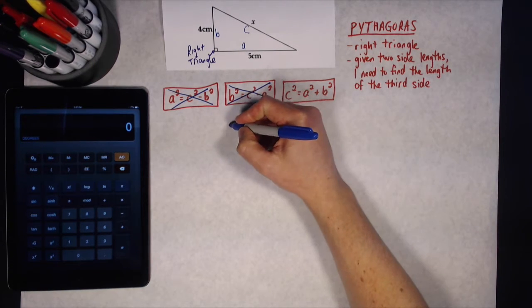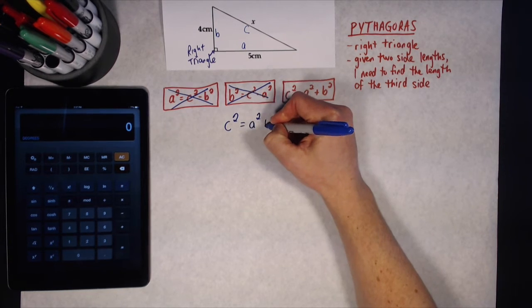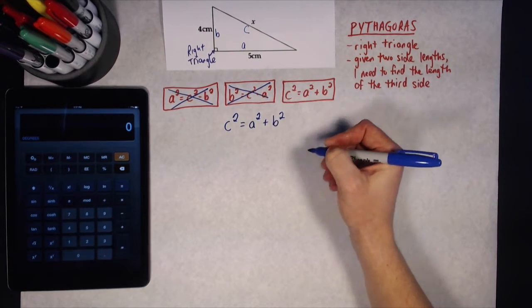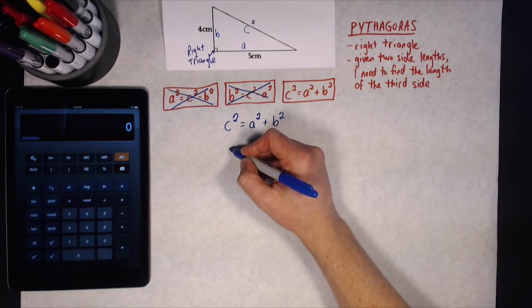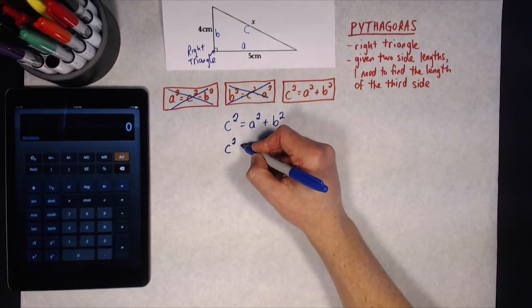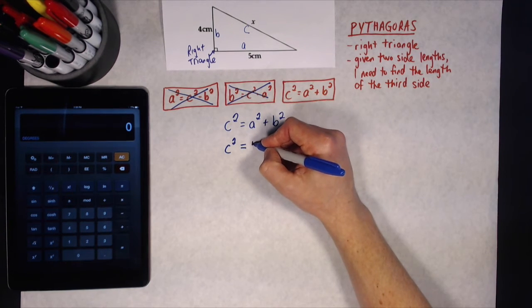So if I rewrite it, c squared equals a squared plus b squared, just so I can line it up more easily. And I know I don't have a value for c yet, so it'll just remain c in the formula. Instead of writing a, I'm going to write 5, because that's the measurement I was given.